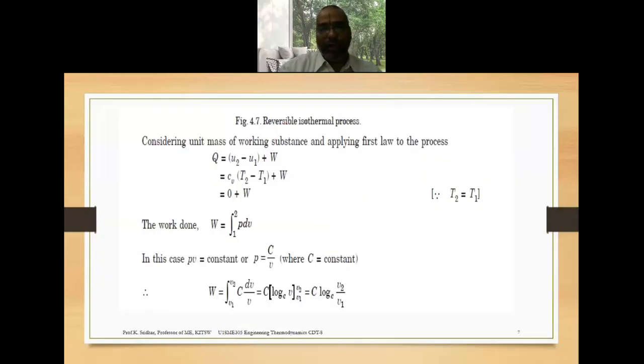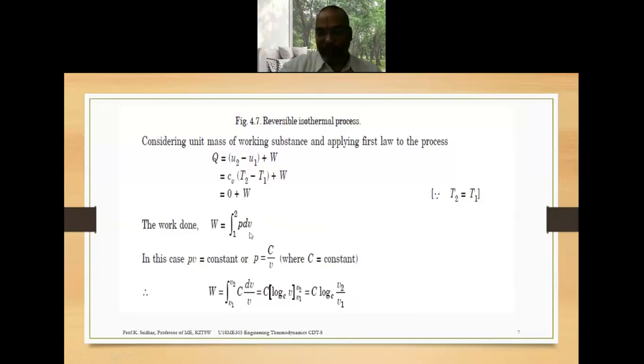Similarly, once again you go to the same first law of thermodynamics equation. Delta Q is equivalent to dU plus delta W. We know that dU is equivalent to mCv delta T. But here it is an isothermal process, so T1 is equivalent to T2. So Cv into 0 will become 0, 0 plus W. So W is nothing but the integration of PdV, because we know that it is an isothermal process.